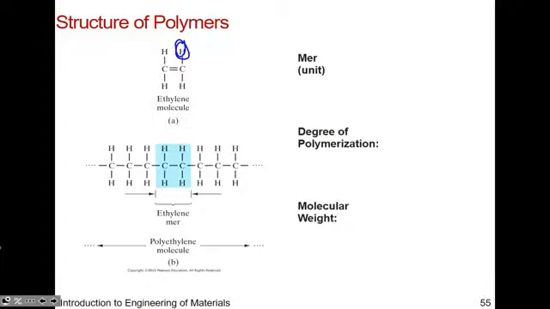So when we talk about the structure of polymers, because they're not described in the same way as metallic type bonding and metallic type structures, we often have to give information about what kind of monomer it is. What mer are you talking about? What's the degree of polymerization, or the DOP? And what's the molecular weight overall, right? The degree of polymerization affects the molecular weight, and you need to know that when you're dealing with processing of the polymers.